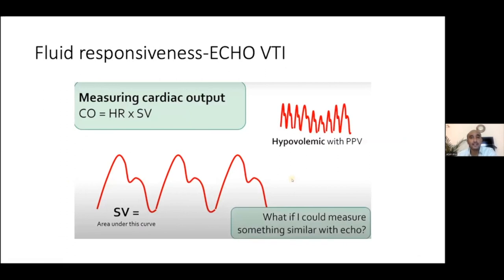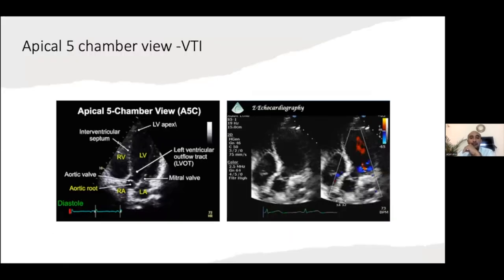Fluid responsiveness can also be measured in a dynamic way by echocardiography VTI. To measure the VTI, you need a 5-chamber view. This one is a 5-chamber view where you have the right ventricle, left atrium, right atrium, and the aortic root there. You have the left ventricular outflow tract as well.